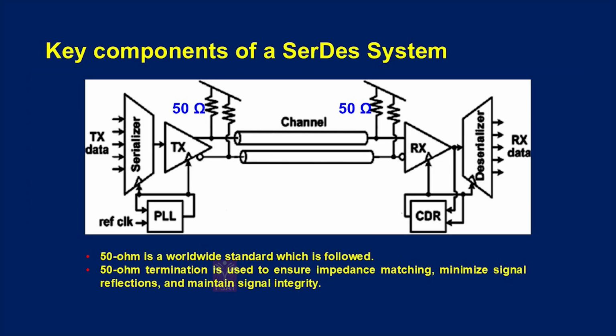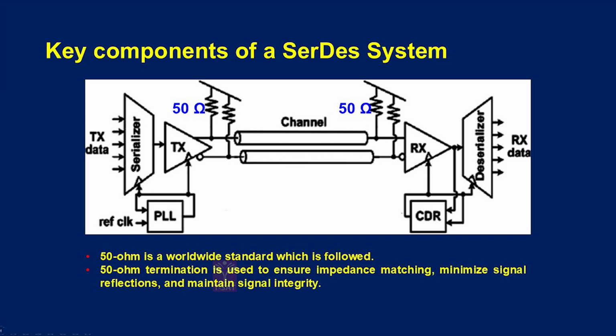Key components. As we know, we generally convert parallel data to serial data and back to parallel. So what are the key components? Obviously we need a serializer and then a transmitter. For the energy to transfer properly through the channel with no attenuation, we need to make sure there is impedance matching. The channel is basically a 50 ohm channel, so the transmitter impedance must also be matched with the channel.